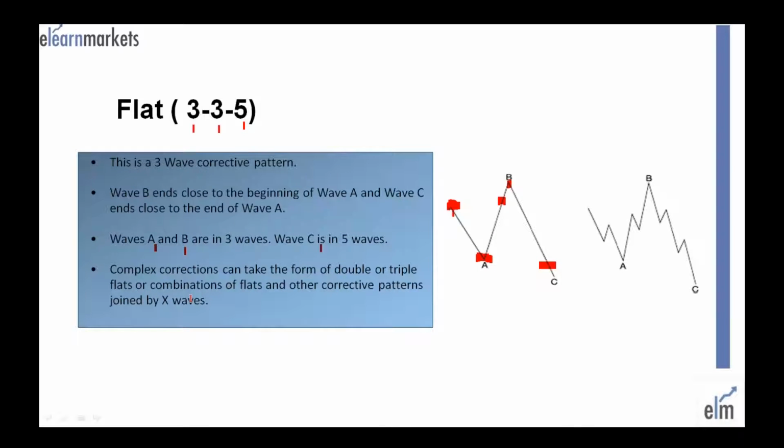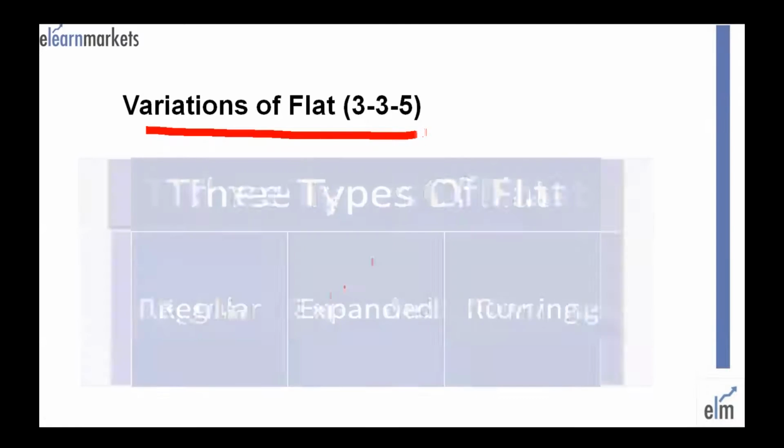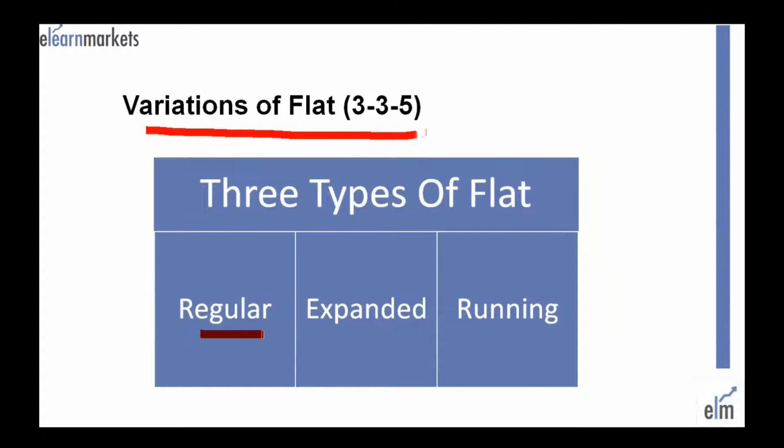Complex corrections can take the form of a double or a triple flat, or combinations of flats and other corrective patterns joined by the X wave. Okay, so flats have more variations. The 3 types of flats are the regular, the expanded, and the running flat. So this is very high level. I won't go into the details.